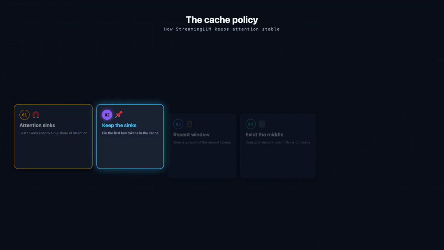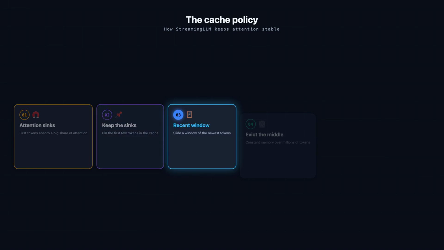So the policy always keeps those first few sink tokens pinned in the cache. They may be meaningless words, but their role is structural. Remove them and the attention distribution has nowhere to dump its excess, the numbers go haywire, and the whole thing falls apart.